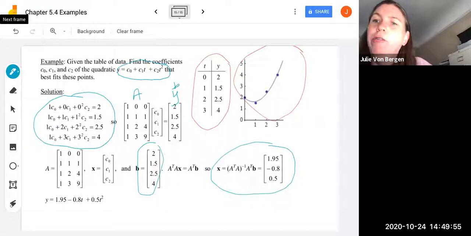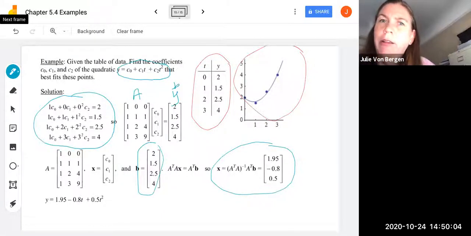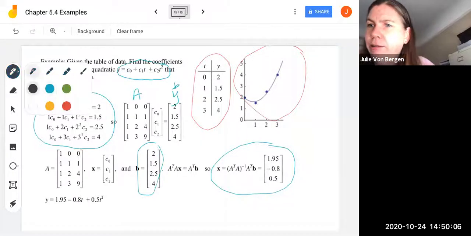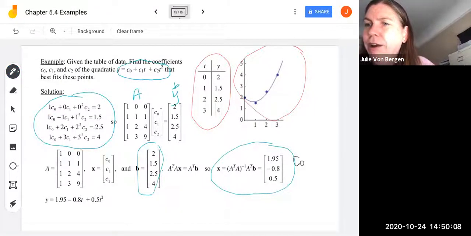And so you can verify the calculations in SymPy or another matrix calculator. You're going to get our coefficients here. C0 is 1.95, C1 is negative 0.8, and C2 is 0.5.